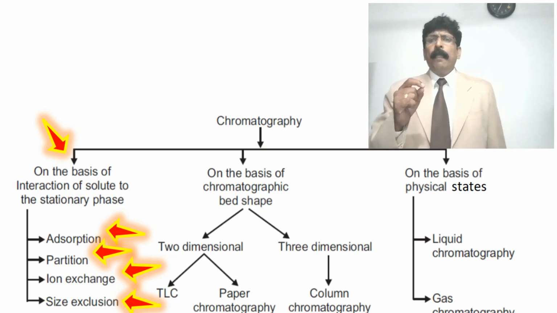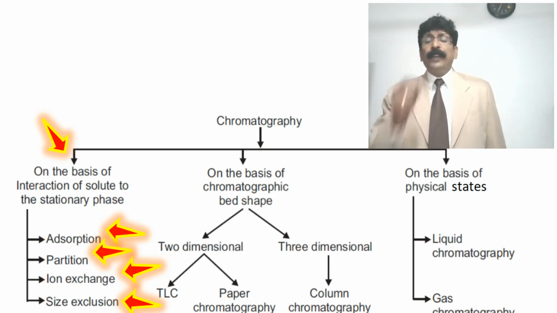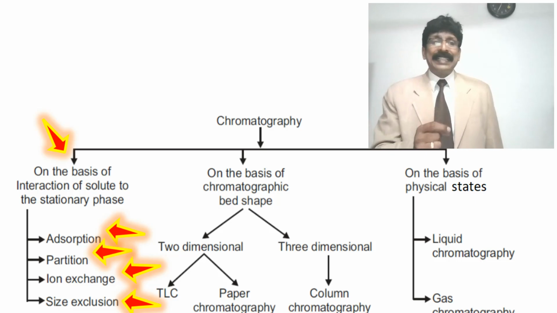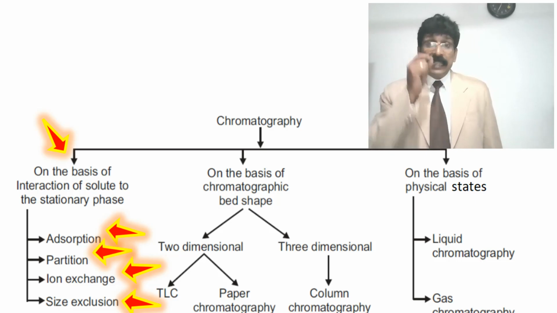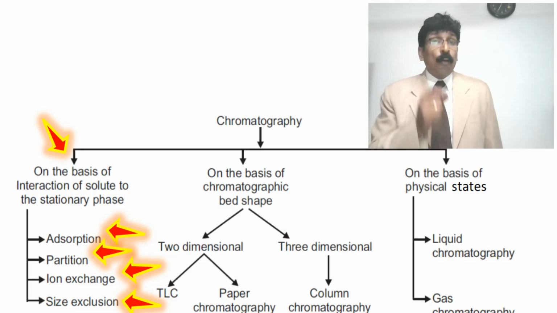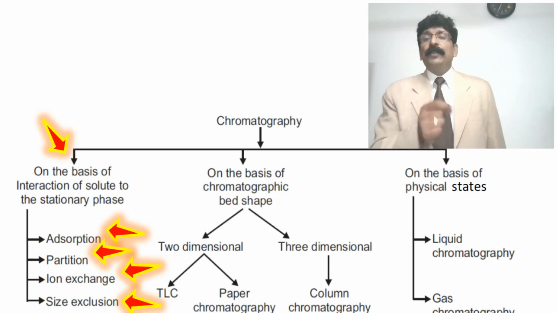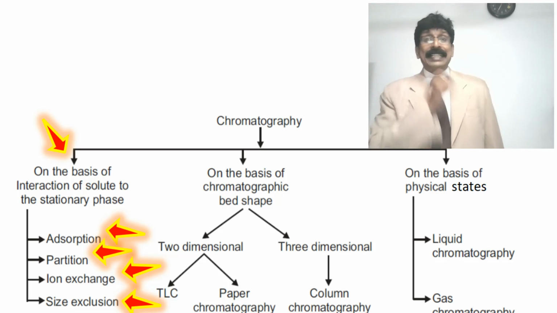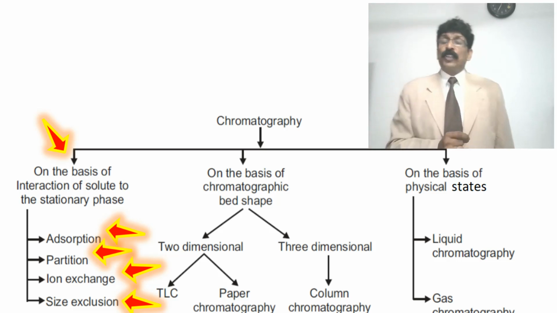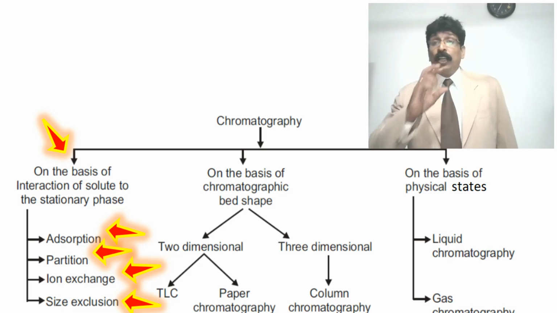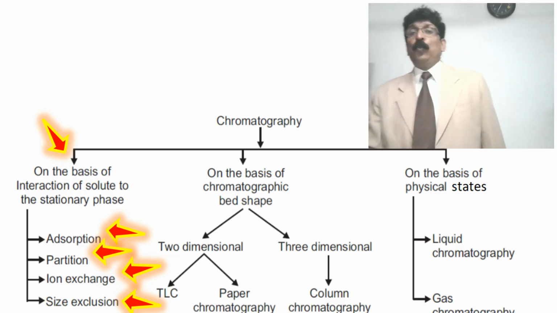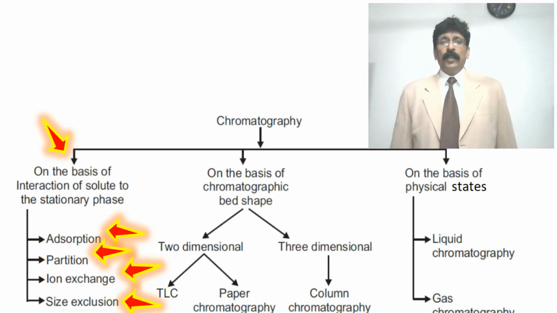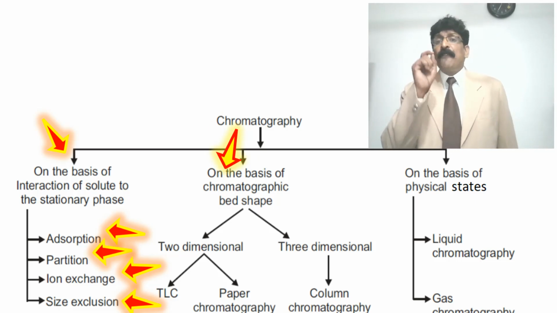So the principle of chromatography doesn't stop at adsorption and partition. It has ion exchange and size exclusion, that means a molecular sieve. It acts as a molecular sieve, gel permeation chromatography, or size exclusion means gel permeation chromatography. By means of molecular size, it acts as a sieve to separate the compounds according to their molecular weight.